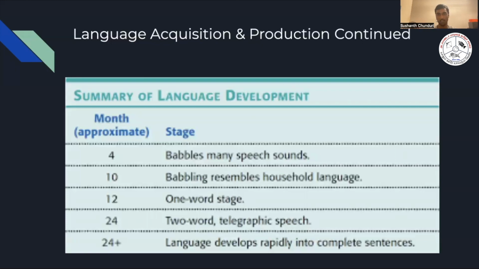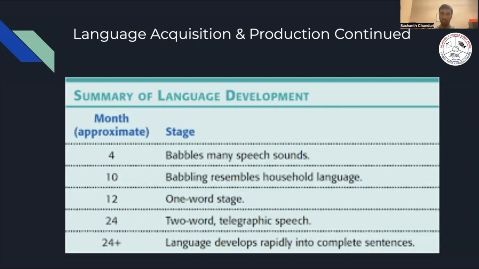So there are certain stages in language production. In the very first stage, when a baby's really young, they'll babble speech sounds, and they'll resemble language, but they're not perfect. Then at month 10, they're trying to resemble language. At month 12, they can do 1 or 2 words. They can say mom, dad, and stuff like that.